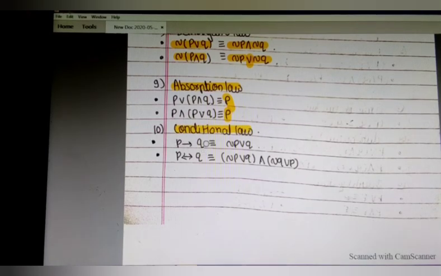Last law is conditional law. So P implies Q becomes negation of P or Q, as we have studied earlier. And P implies Q and Q implies P become (negation of P or Q) and (negation of Q or P).